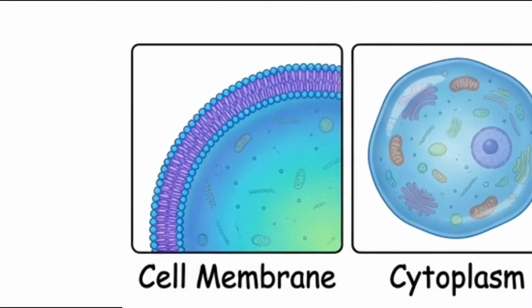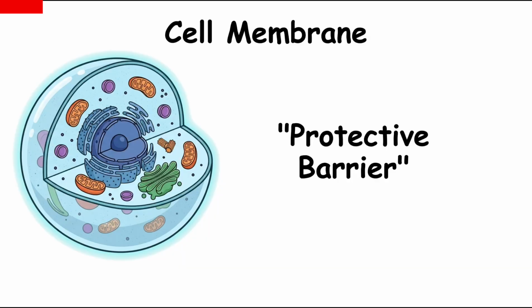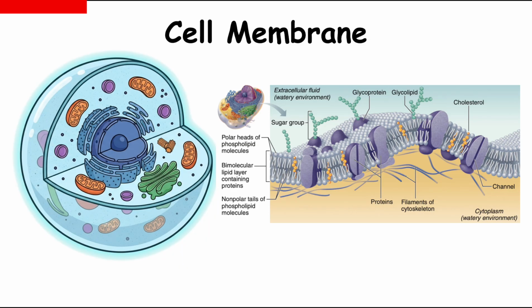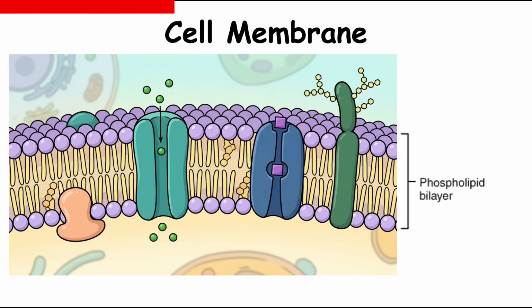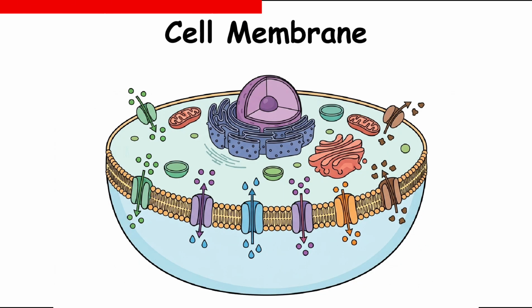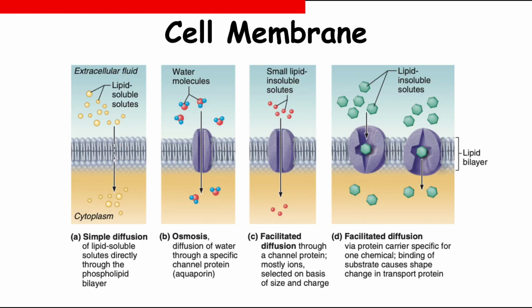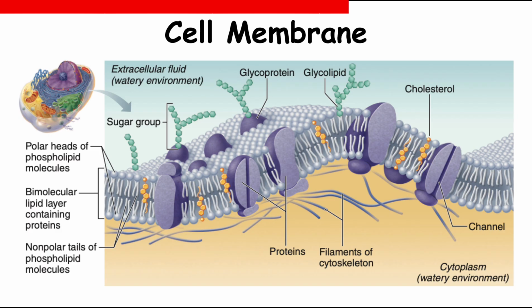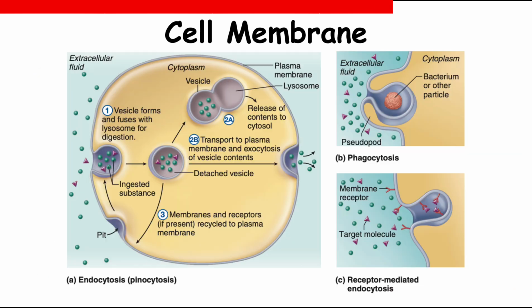Cell membrane. The cell membrane is the thin, flexible boundary that surrounds an animal cell and separates its interior from the outside environment. It is mainly made of a double layer of phospholipids, with proteins embedded throughout it. Rather than acting like a solid wall, the membrane is selectively permeable, allowing some substances to pass while restricting others. This lets the cell control nutrients, water, ions, and waste products and maintain a stable internal environment.